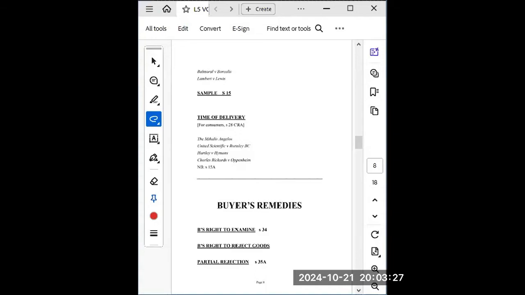Okay, so we've covered Section 14. Let's look at Section 15, sale by sample. Now, we don't need to know this in any detail at all, but just note that it is only a sale by sample if there is an express or implied term to that effect. Just because the seller shows a sample to the buyer, that does not make it a sale by sample.